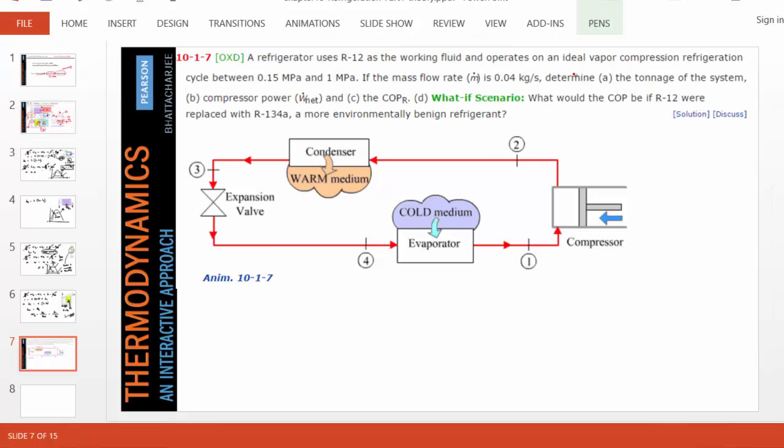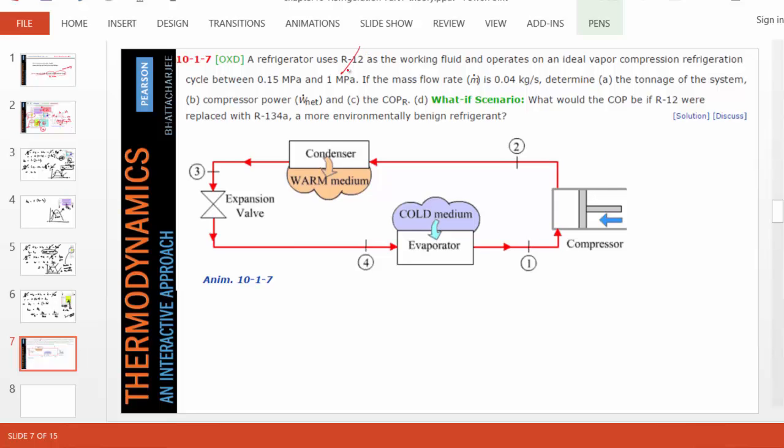This is an ideal vapor compression cycle problem involving R12. Let's switch it to R134a, a more common refrigerant. The two pressures of the cycle are given. One is 0.15 MPa and the high pressure is 1 MPa, which means at state 1 the pressure is 0.15 MPa and at state 2 the pressure is raised to 1 MPa.